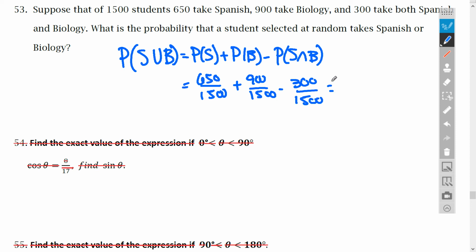And then we have to subtract the people that take both, so 300 out of 1,500. So 650 plus 900 minus 300. So 1,250 out of 1,500. So 1,250 out of 1,500 reduces to 5 over 6.